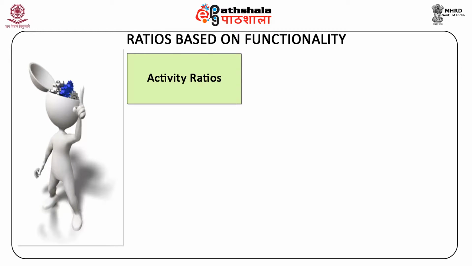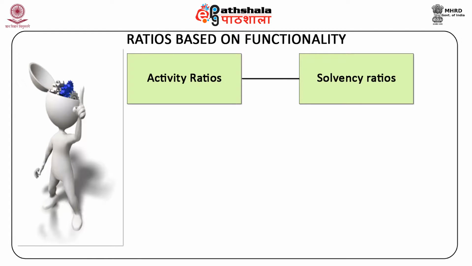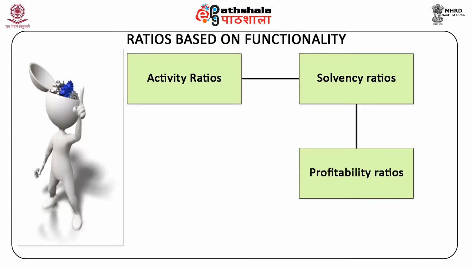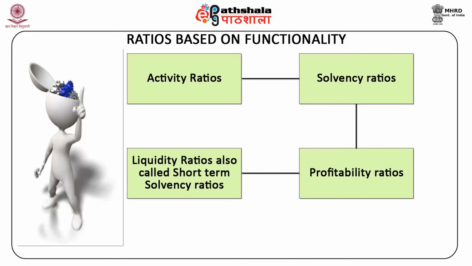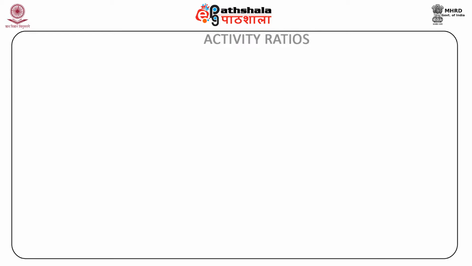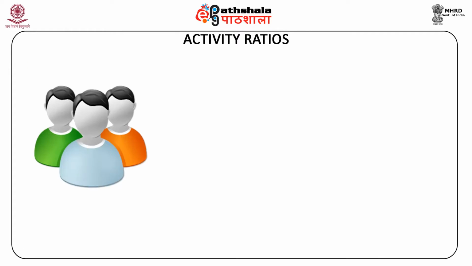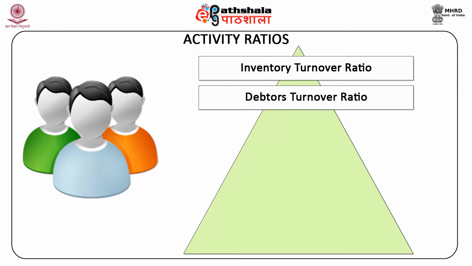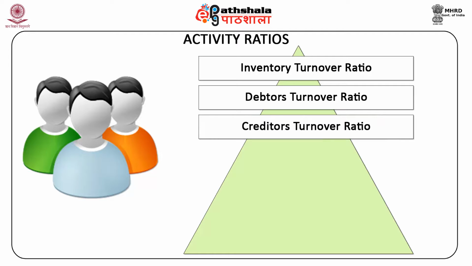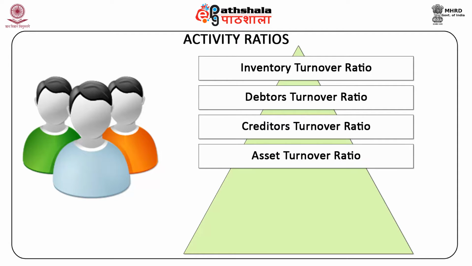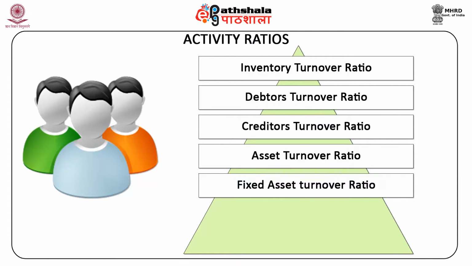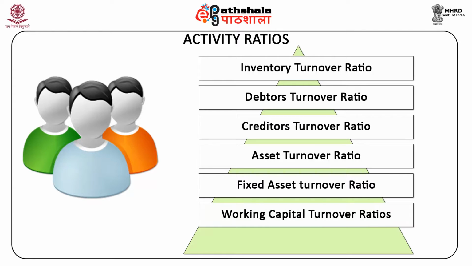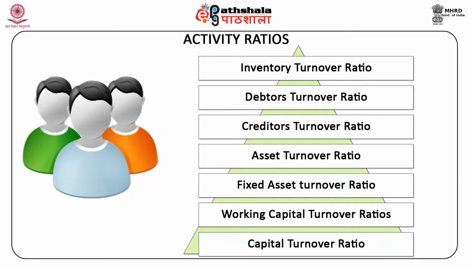Activity ratios, solvency ratios, profitability ratios, liquidity ratios, also called short-term solvency ratios. Activity ratios: inventory turnover ratio, debtors turnover ratio, creditors turnover ratio, asset turnover ratio, fixed asset turnover ratio, working capital turnover ratios, capital turnover ratio.